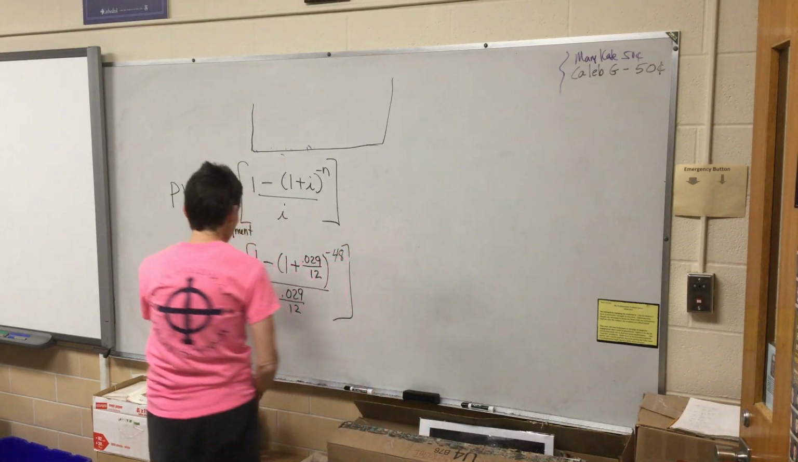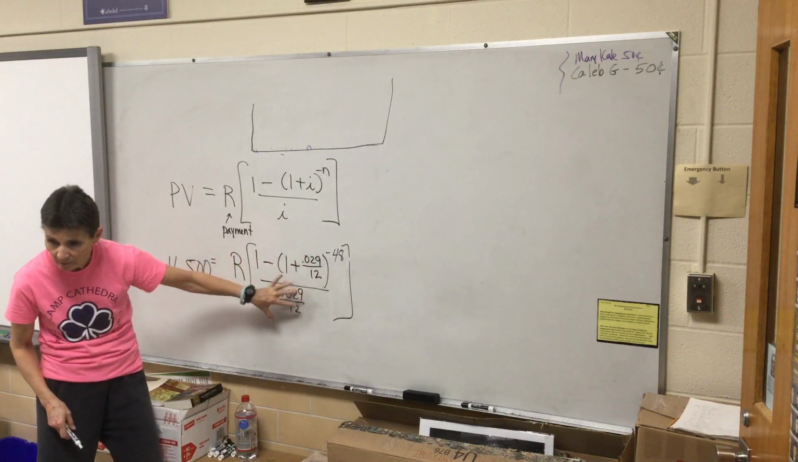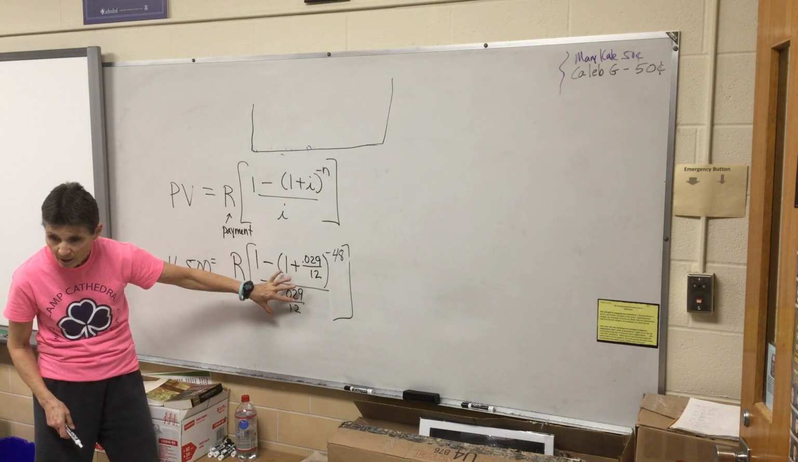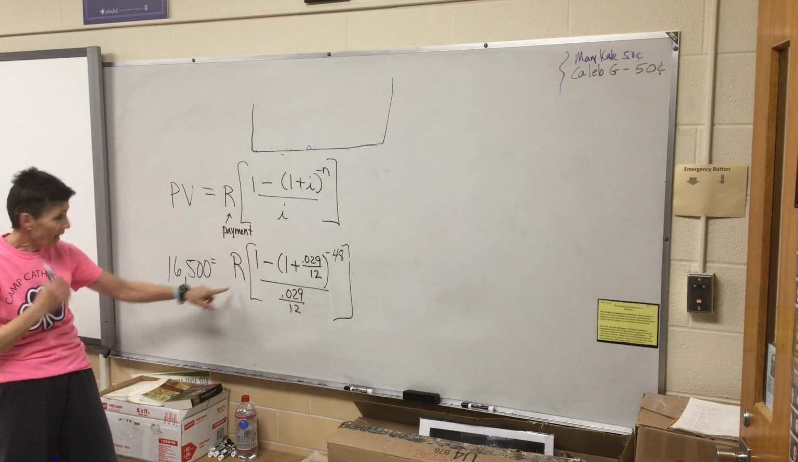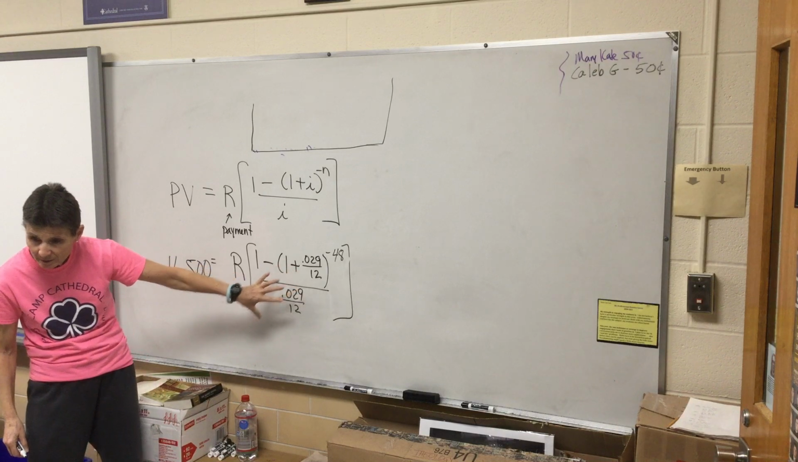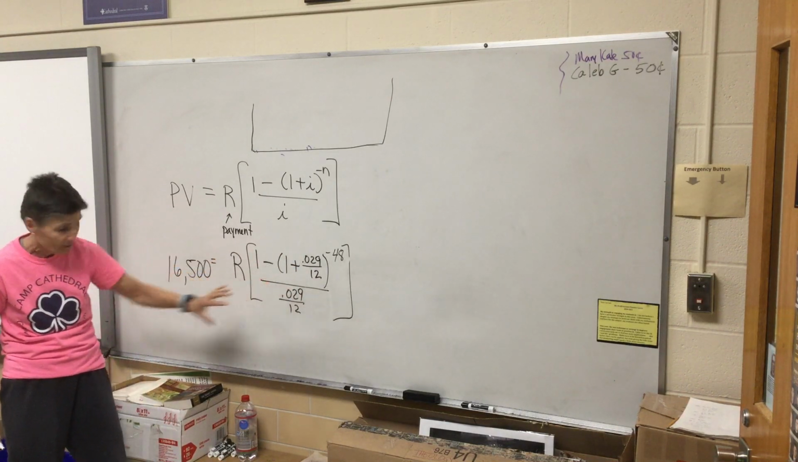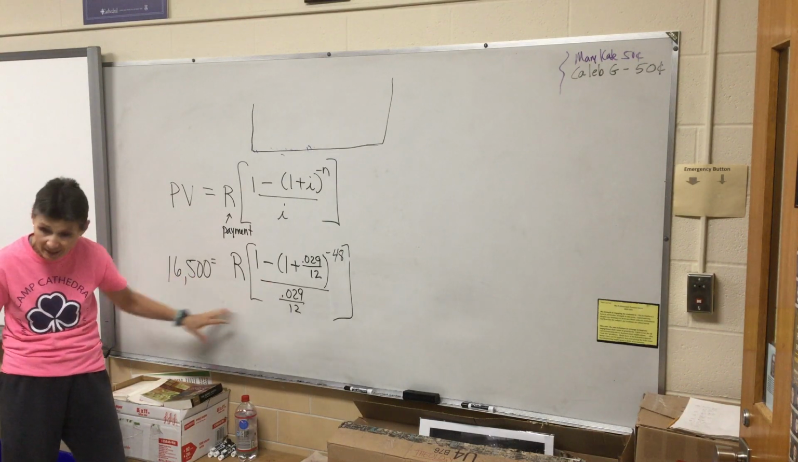Basically, I know this is ugly, guys, but isn't this just a number? So to get R, I just have to take 16,500 and divide it by that number. I mean, it's that easy, wouldn't you agree? This is just something, and I'm just going to take 16,500 and divide it by that.